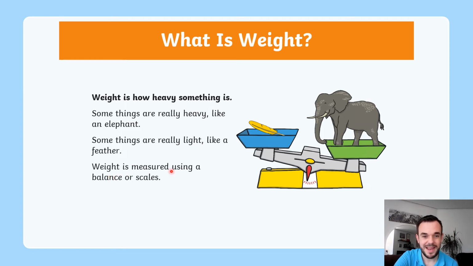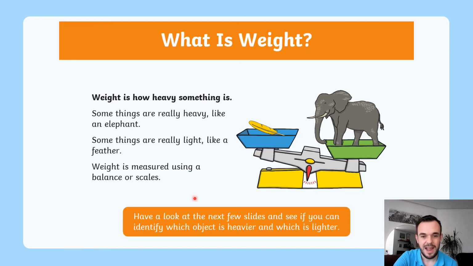Weight is measured using a balance or scales. Now have a look here. The heavy side goes down and the light side goes up. So because the elephant has gone down, we can say that the elephant is heavier than the feather. Have a look at the next few slides and see if you can identify which object is heavier and which is lighter. Let's take a look.